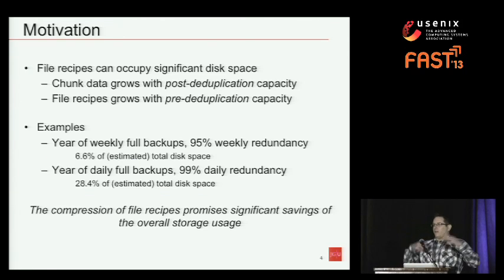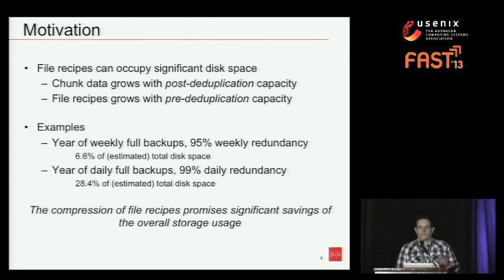In practice, in large backup deduplication systems, the file recipes can occupy a significant amount of disk space. One reason for this is that the chunk data, the chunk index, and the containers grow with the size of the data after the deduplication happens, and this means, in general, very slowly. But file recipes are this one data structure that maintains the logical view of the file system, and this means they are growing with the capacity before the deduplication happens. And each new backup run with a high deduplication rate adds file recipes to the system that need to be stored.